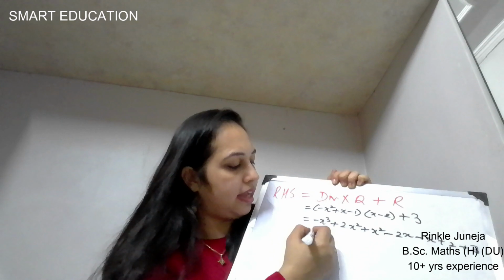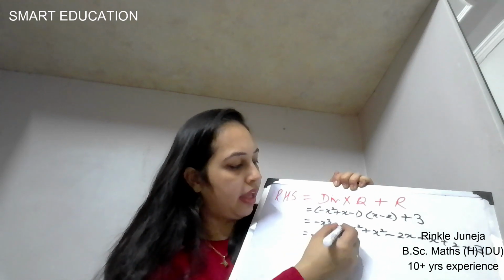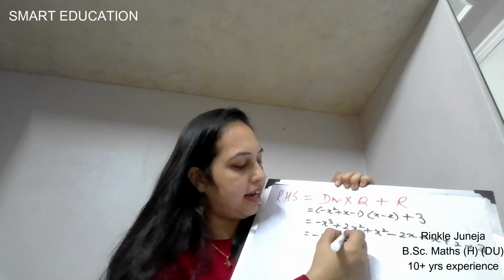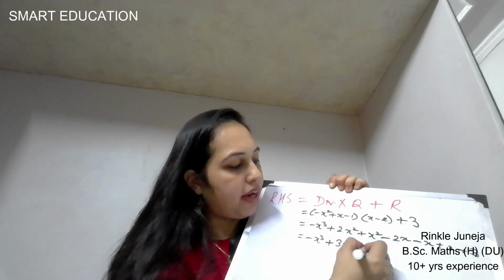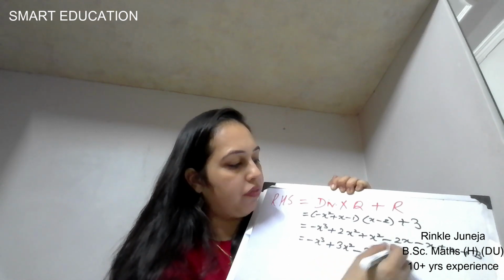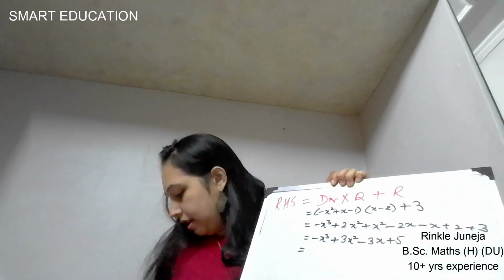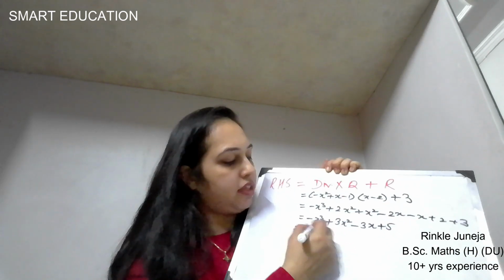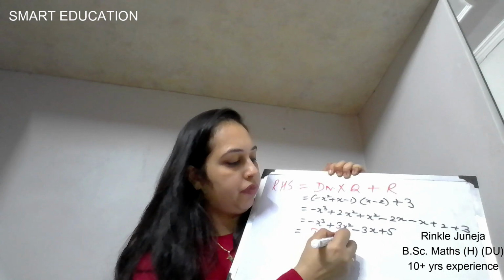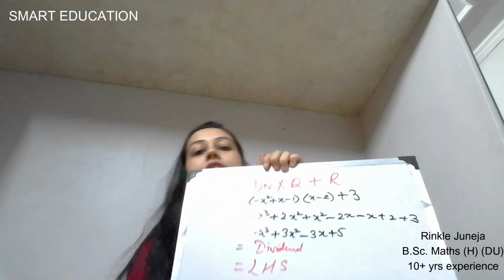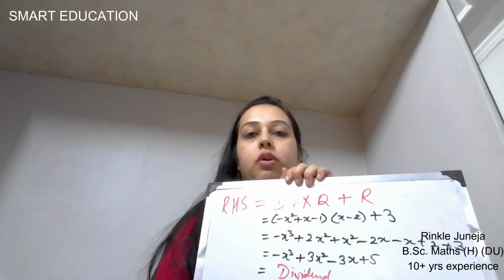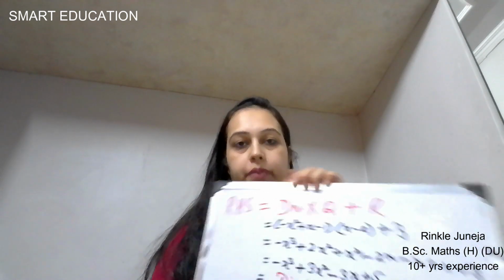Solving this, we'll get minus x cube. X square and 2x square get added up, so 3x square. Again 2x and x, so minus 3x and plus 5, which was our dividend. This was equal to our dividend, which is the LHS. Hence, this division algorithm is true for the question which we just solved.